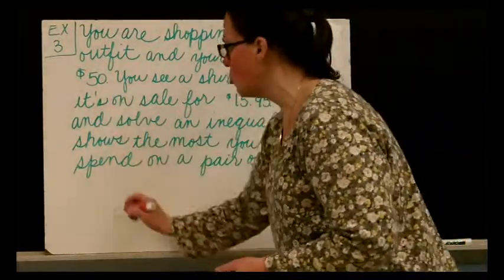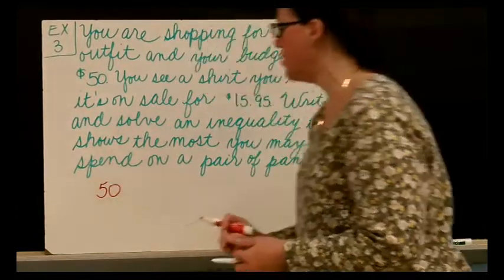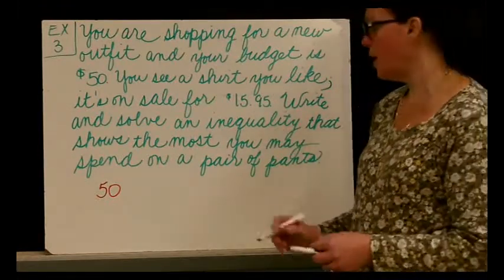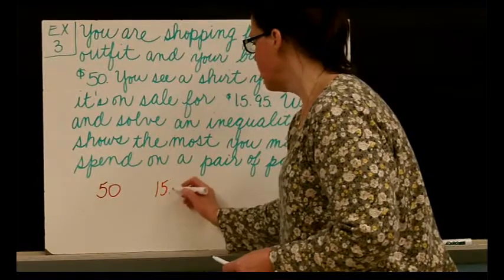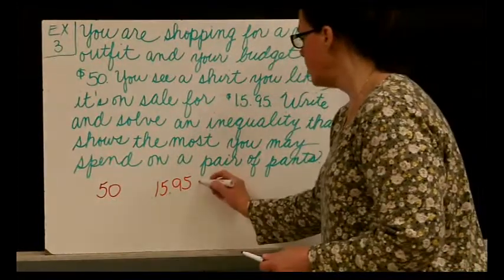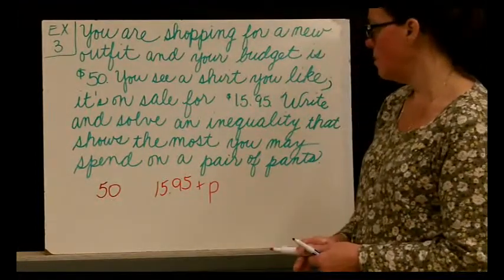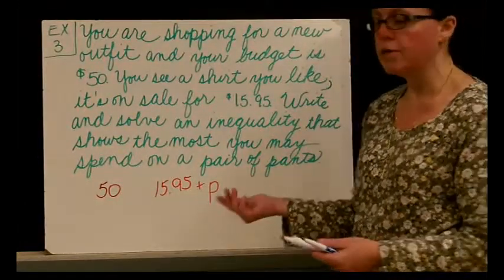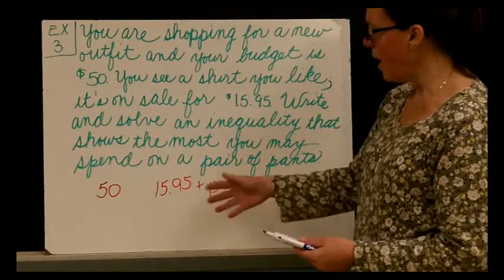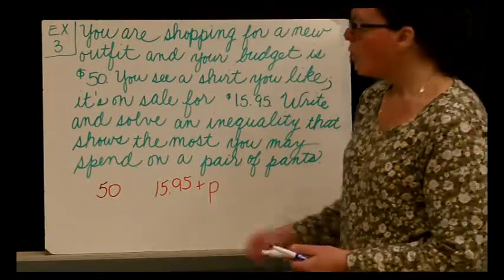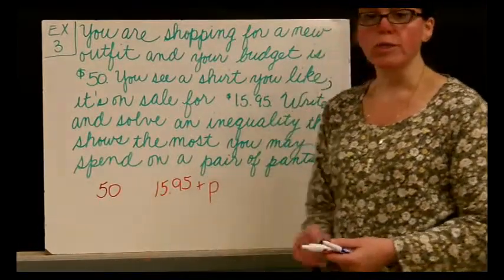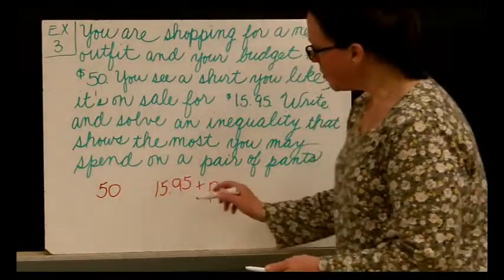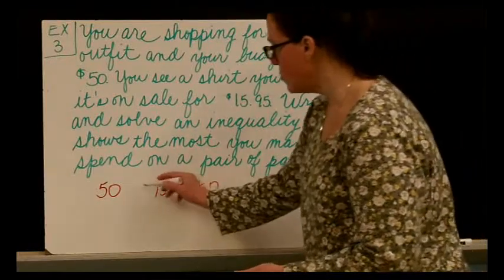I like to start with our total. We know that we have $50 to spend. We also know that we have a shirt that we're going to buy that is $15.95, and we're going to buy a pair of pants. And notice I left this area open. Here is where we have to put our inequality symbol. But I want to talk about how we know what kind to use. We know that $50 is the most that you can spend, which means that anything we spend has to be less than the $50.